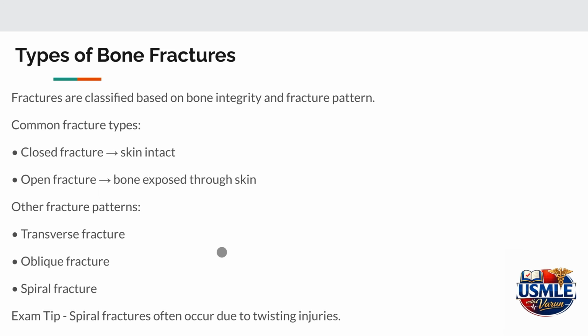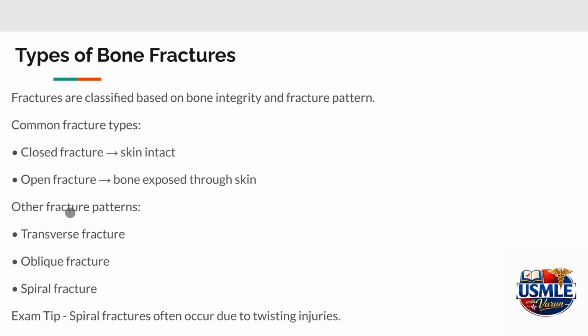Next, let's review the basic types of bone fractures. Fractures are usually classified based on whether the skin overlying the bone is intact or not. A closed fracture means that the bone is broken, but the skin remains intact. This is the most common type of fracture, whereas an open fracture, also called a compound fracture, occurs when the broken bone penetrates through the skin. This type of fracture is particularly dangerous because it exposes the bone to infection.